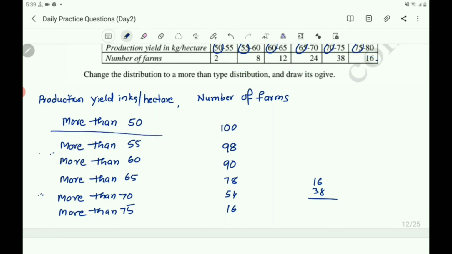Here more than 50, how many farms are there? 100. More than 55, 98 farms are there. More than 60, 90. More than 65, 78. More than 70, 54. More than 75, 16. Here you got the more than type distribution. Now we have to draw the ogive.